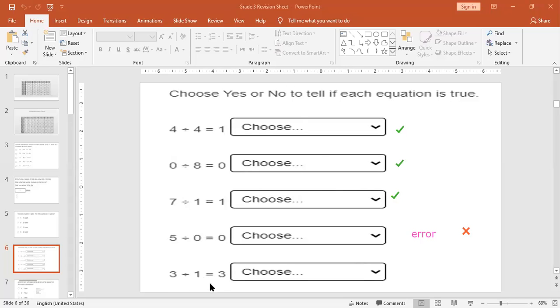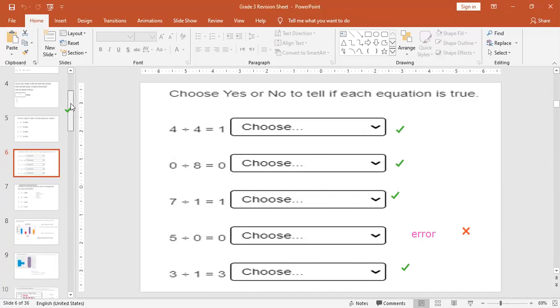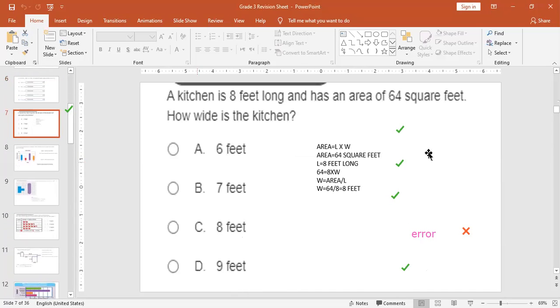Then 3 divided by 1 equals 3. What do you think? As I told you, if we divide any number by 1, it will give me the same number. So it is right. Okay, so these are the answers of slide 6. Okay, let's go to the next slide.